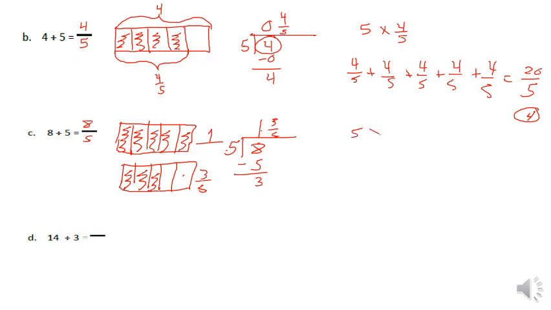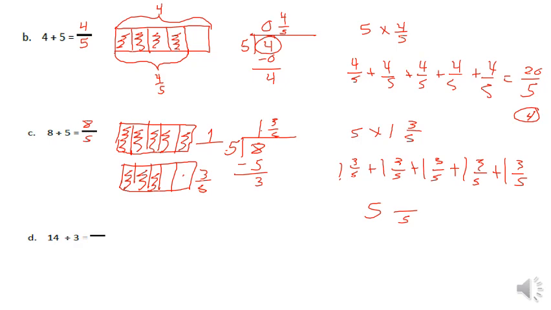Now to check it, it's 5 times 1 3/5. So we have 1 3/5 plus 1 3/5 plus 1 3/5 plus 1 3/5 plus 1 3/5, which has 1, 2, 3, 4, 5 wholes. And in fifths, we got 3, 6, 9, 12, 15, which we know that's the same as 5 plus 5. 15 divided by 5 would be 3, which gives us 8, which is our dividend we started with, so that checks.